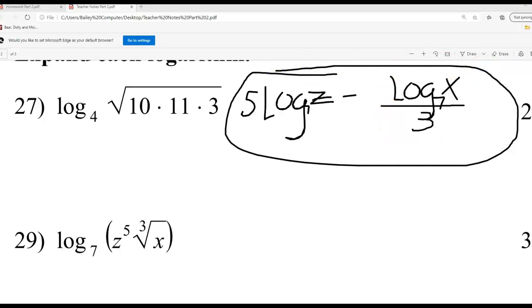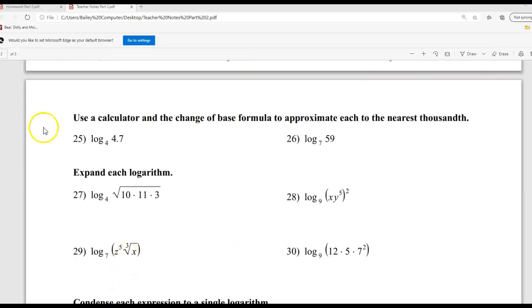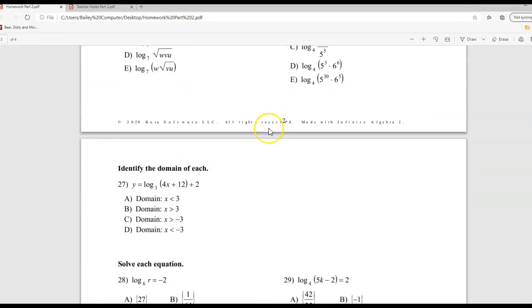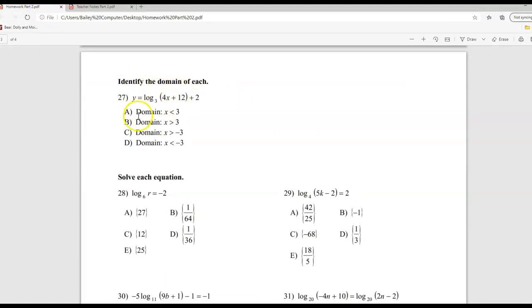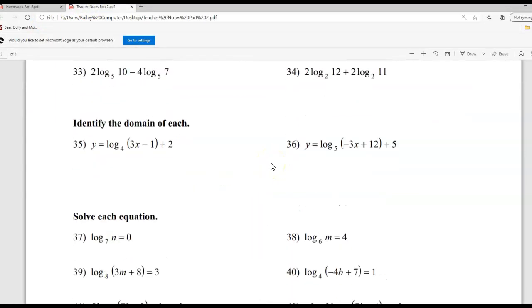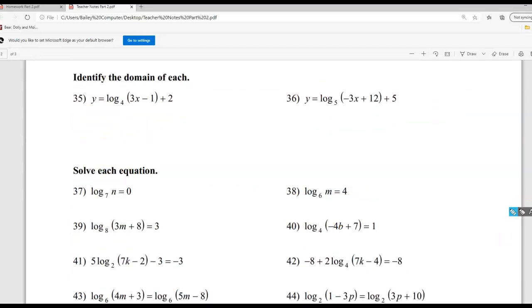So we talked about expanding and contracting using the 3 additional log rules that we just talked about. Go ahead and take a look at your next set. So we did 23, 4, 5, and 6. Now number 27 is asking us to identify the domain. So let me see if I can find one like that. Here we go. Number 35. So for you guys, this is your number 27 on your worksheet.